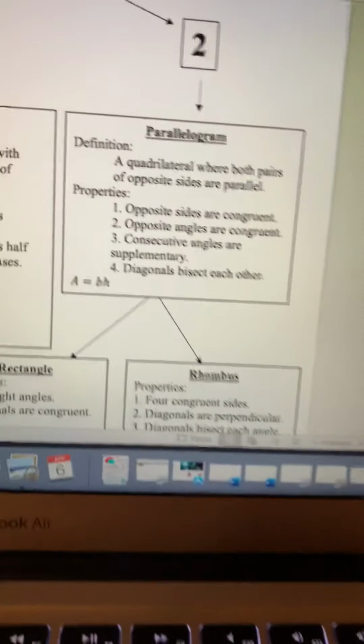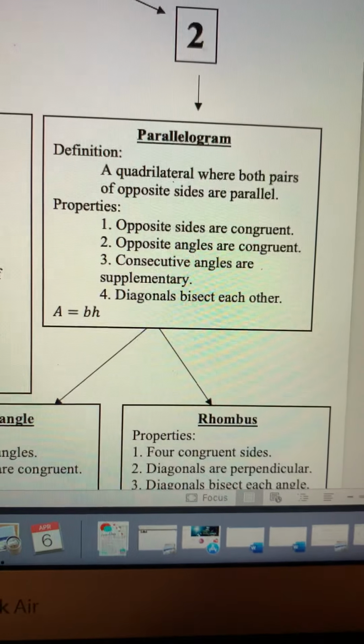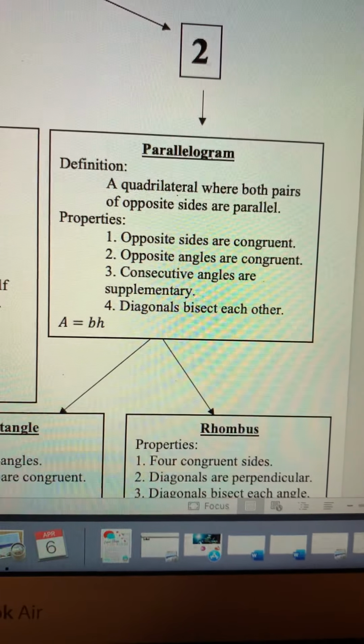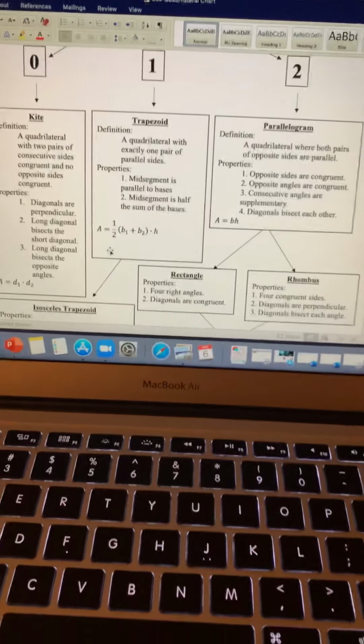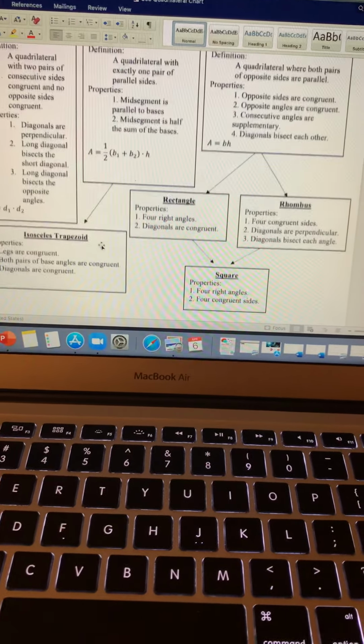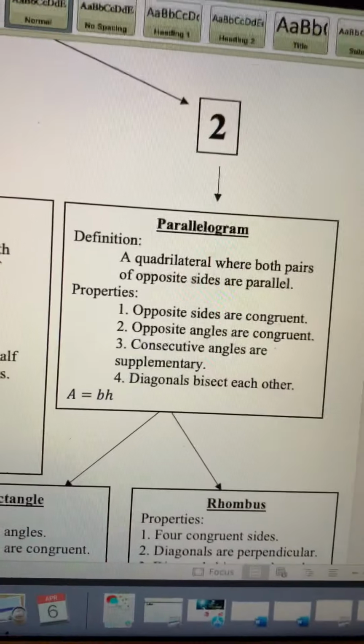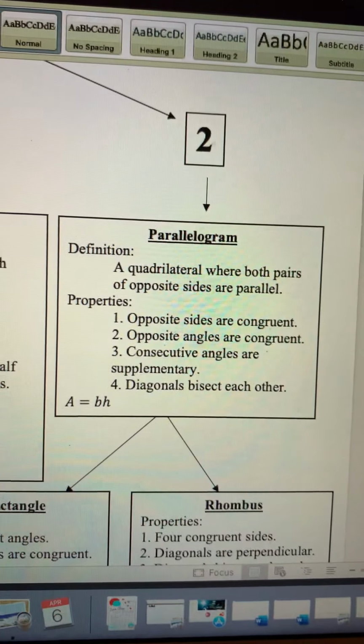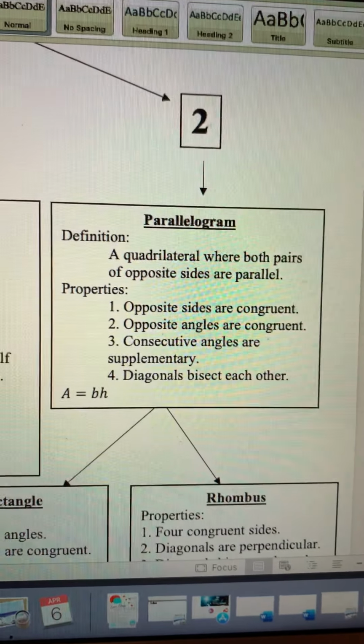So today we're going to focus just on parallelograms, okay? And then we will work our way through the other shapes throughout this unit, okay? But today we're just going to talk about parallelograms, okay? And we'll talk about that on the next video.